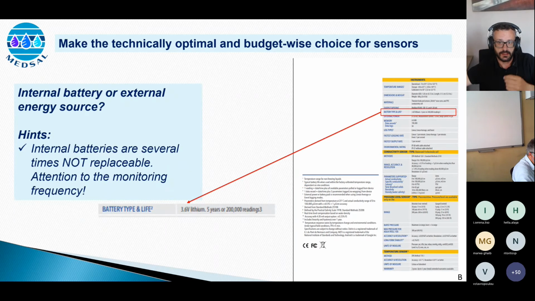Very critical hint: internal batteries are several times, as I said before, not replaceable. So you have to give very special attention to the monitoring frequency. For example, for this sensor, you have a maximum, which is the theoretical one, of 200,000 readings. You have to spend those readings very wisely.